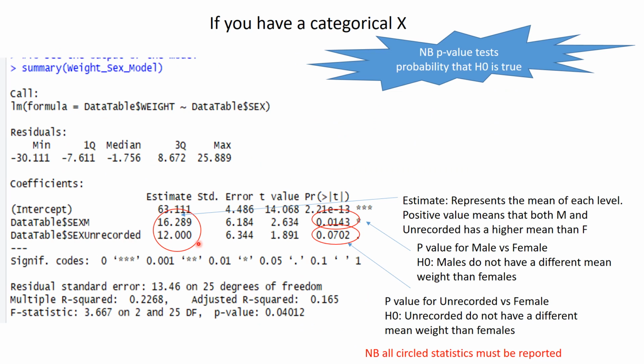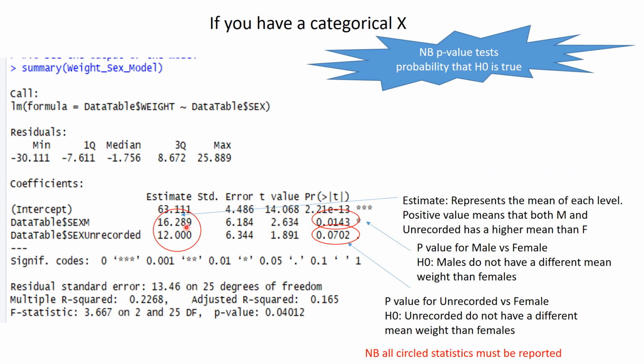And for that, we look at the estimates here. So these estimates show the value of the mean for males with regard to females. And remember, I said females are set to 0. So in this case, females are set to 0 when males are 16.289. So that means that the mean weight of males is 16.289 kilograms more than that of females, and the mean weight of unrecorded is 12 kilograms more than females.